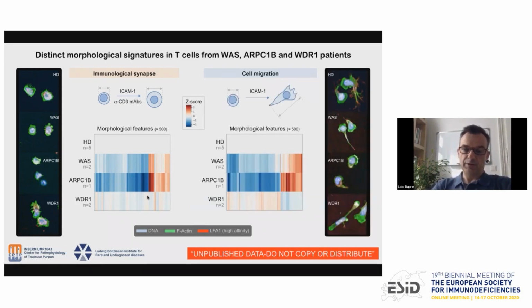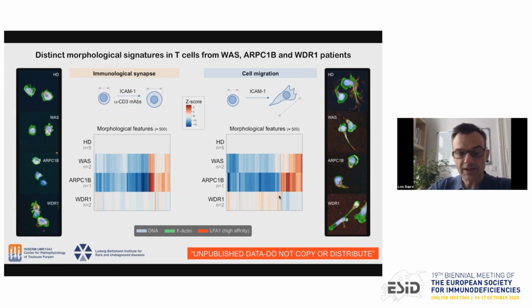We could also compare this to what was happening when cells were stimulated only with ICAM1 as a way to stimulate motility. We obtained quite a similar picture in terms of the defects in our 3 patient groups. The most affected were the ARPC1B defective patients, followed by the WAS patients, and a very distinct signature for WDR1, with values that seem to be kind of opposite to the ones of the 2 other patient groups.